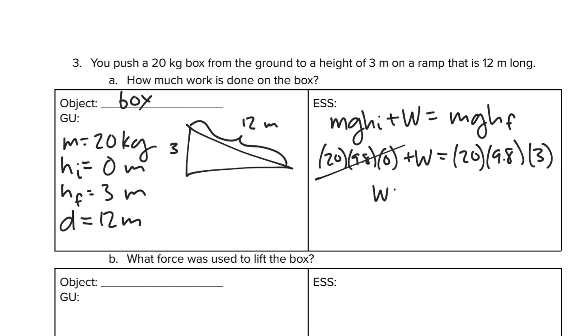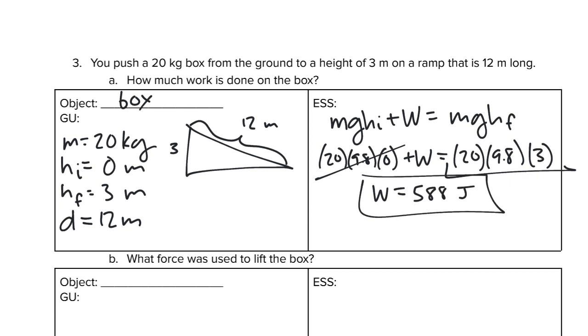So I'm going to pull out my calculator for that one. Really, all we're doing is multiplying these numbers together. 20 times 9.8 times 3 is 588 joules. So the person, in pushing this box up the ramp, has done 588 joules of work.